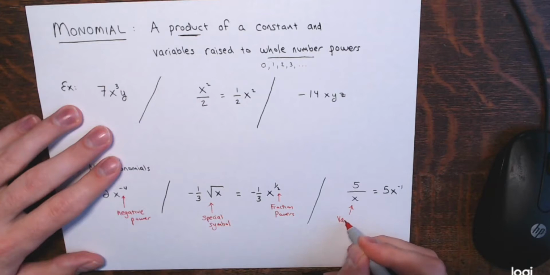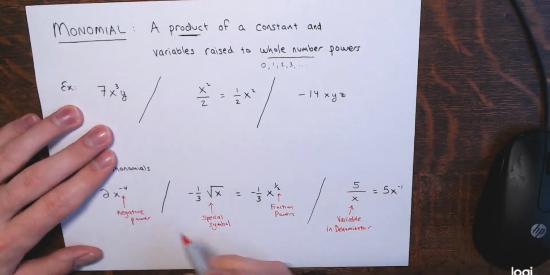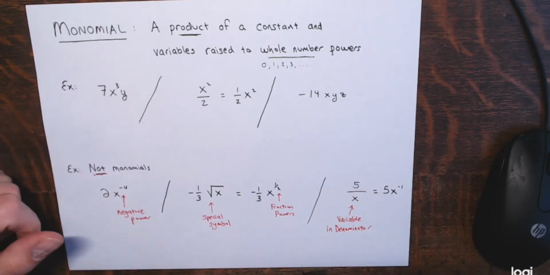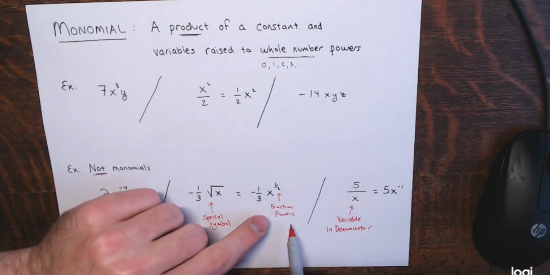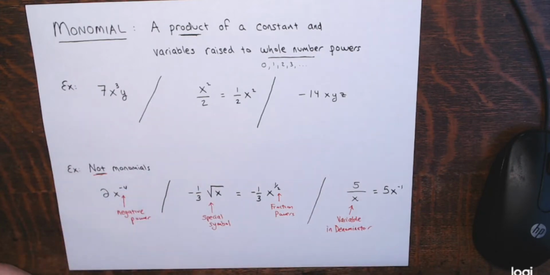That's not going to happen in a monomial. And once again we see that it's equivalent to something with a negative power on a variable, which is also bad. Right? So no negative powers, no special symbols, no fraction powers, no variables in denominators, none of that stuff is happening in a monomial.